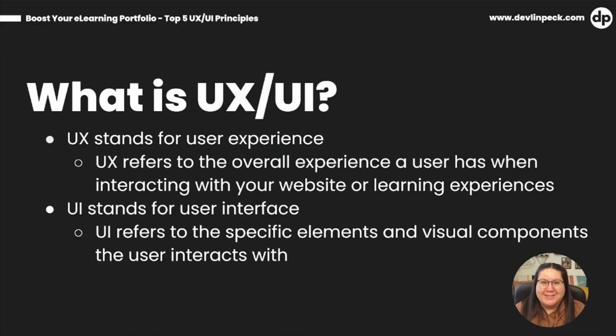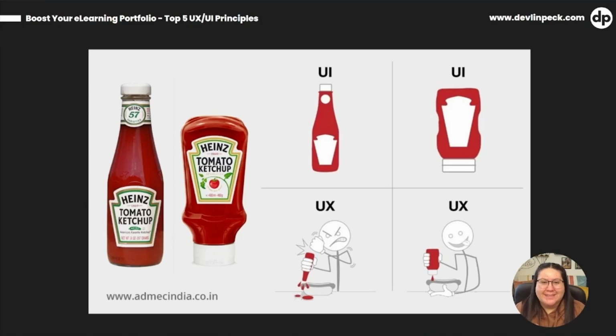The best analogy that I've seen to compare UX UI is this ketchup bottle situation. So we have the glass bottle, very classic, sleek design, but the user experience is awful, right? You can hit the bottle really hard and nothing comes out, or you can hit the bottle really hard and everything comes out. Neither of those situations is ideal.